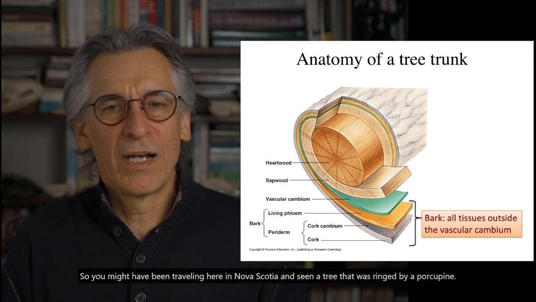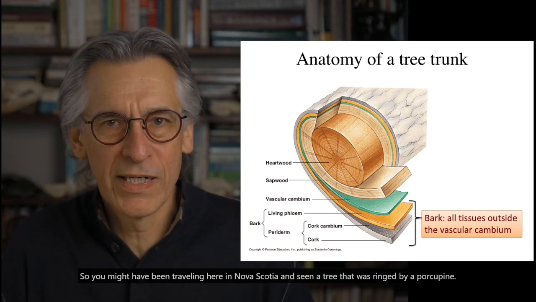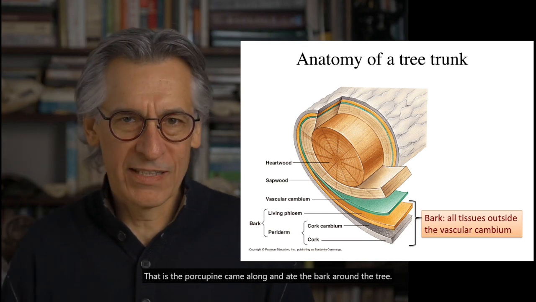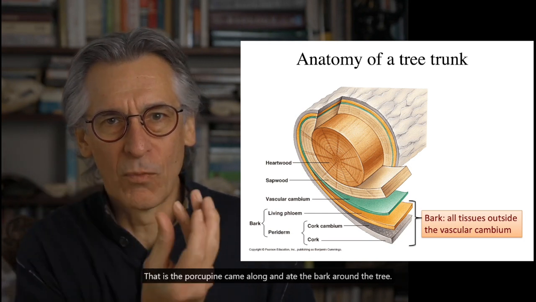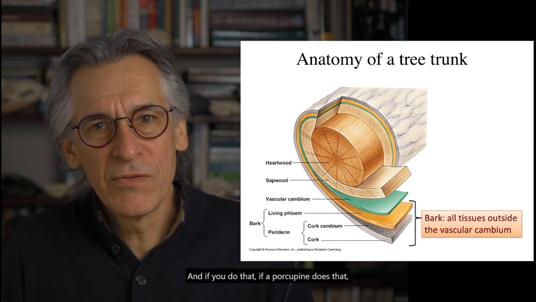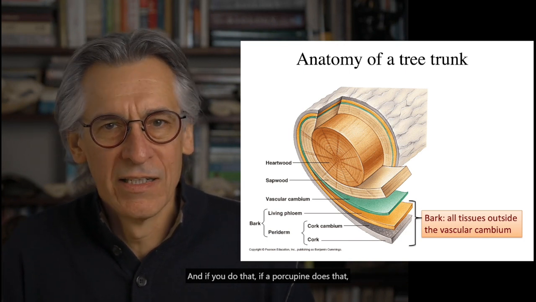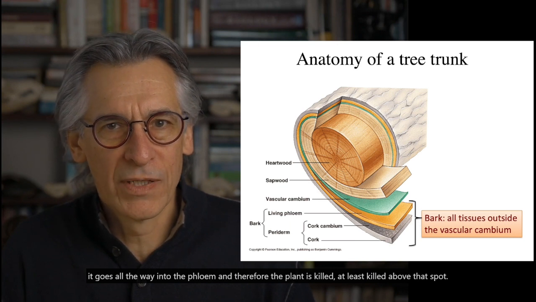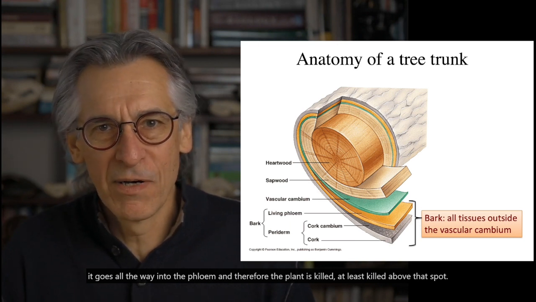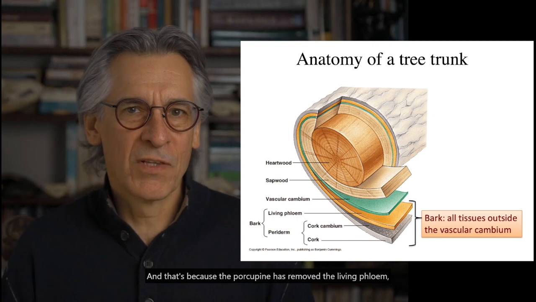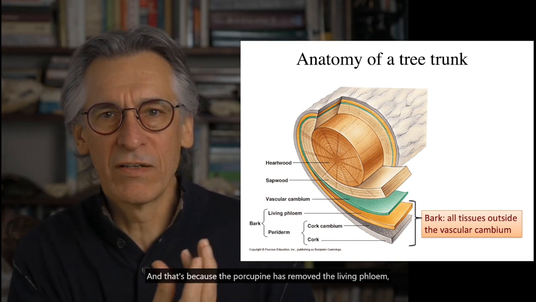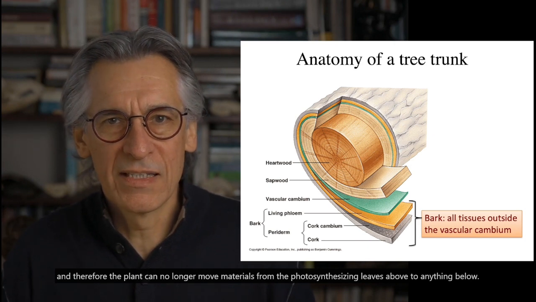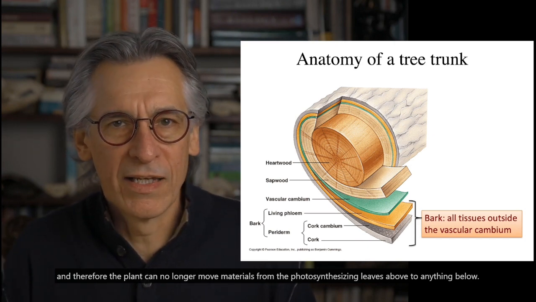So you might have been traveling here in Nova Scotia and seen a tree that was ringed by a porcupine. That is, the porcupine came along and ate the bark around the tree. And if a porcupine does that, it goes all the way into the phloem, and therefore the plant is killed, at least killed above that spot. And that's because the porcupine has removed the living phloem, and therefore the plant can no longer move materials from the photosynthesizing leaves above to anything below.